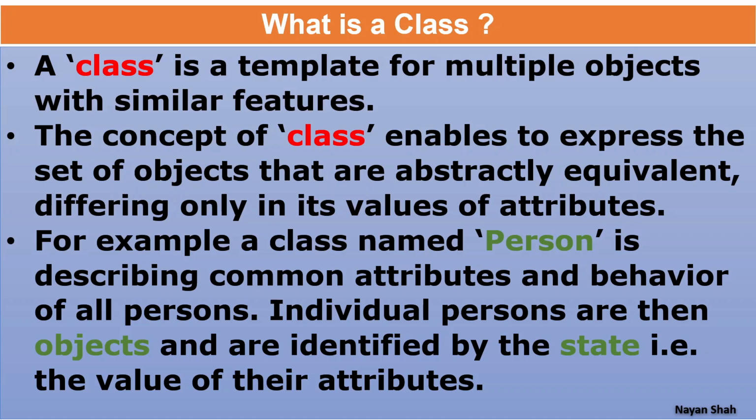So for example, a class named Person is describing the common attributes and behavior of a person. Now individual persons are then objects, and they are identified by the state. That is, the first person's name would be Ramesh, the second person's name would be Maitri, the third person's name would be Abdullah, and like this. So the values of their attributes will be different.